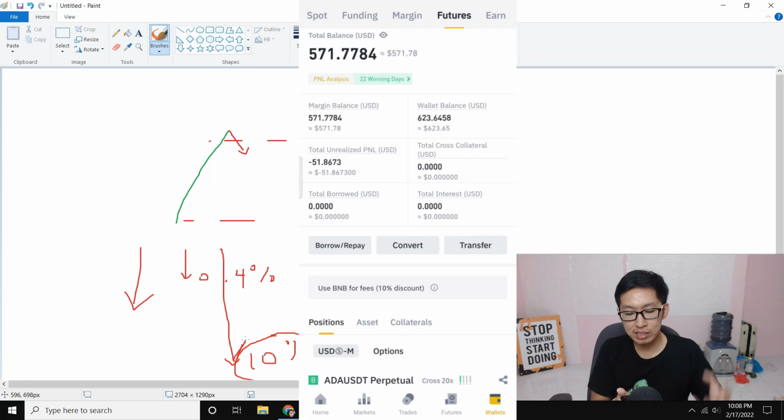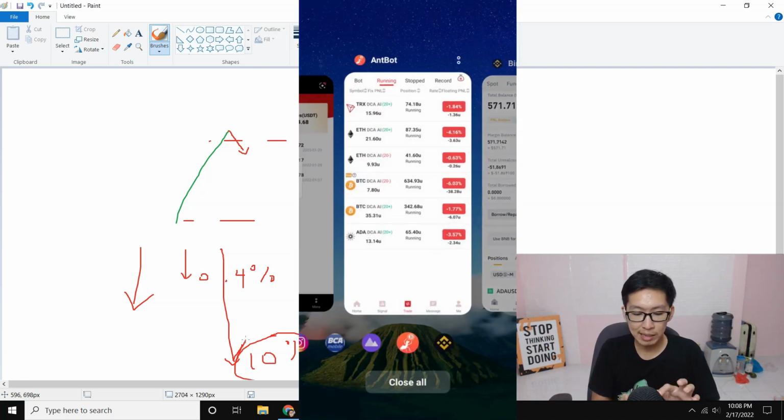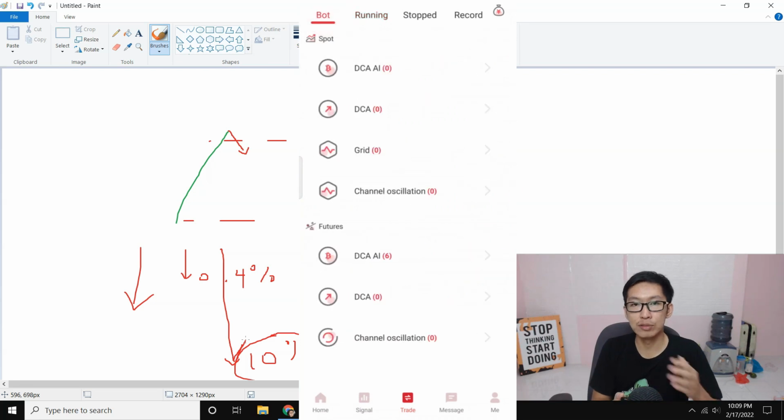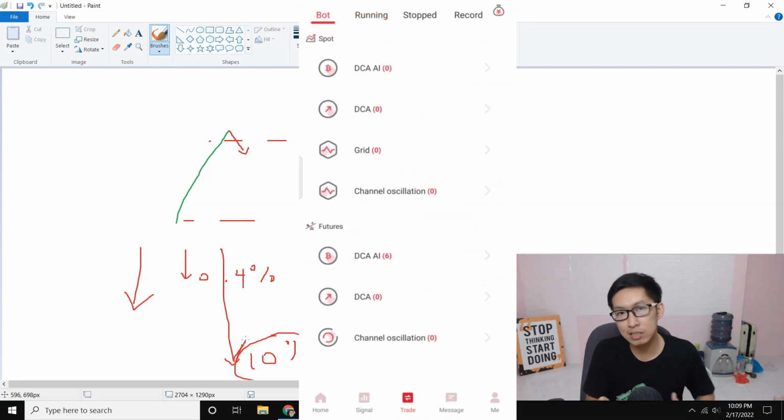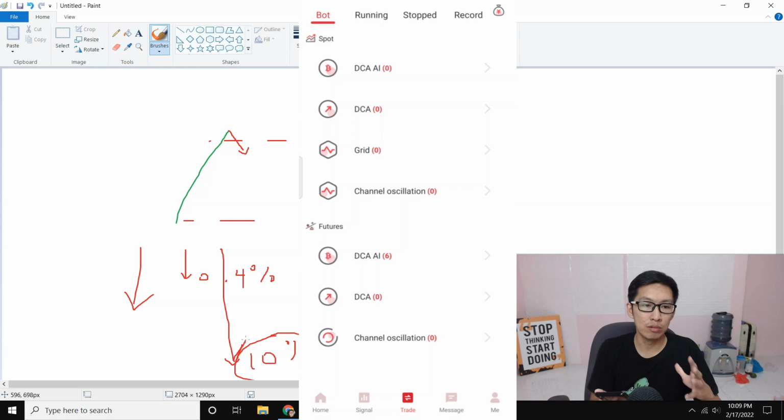But if you are just a beginner, just use the DCA bot, guys. It will make money for you, you know, without you doing technical analysis, without you looking at the chart every day. All the things that you need to pay attention to are your funds and your liquidation price. If it is far away, you are still good, okay? You can make money, sleep tight.